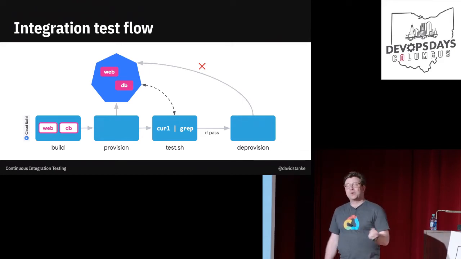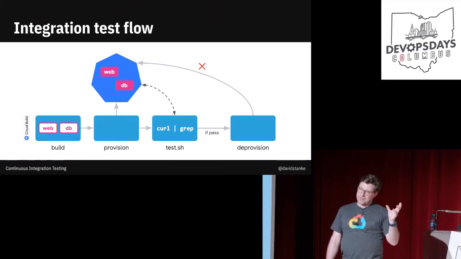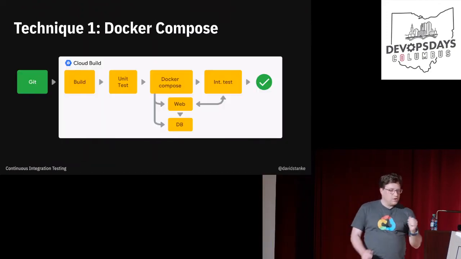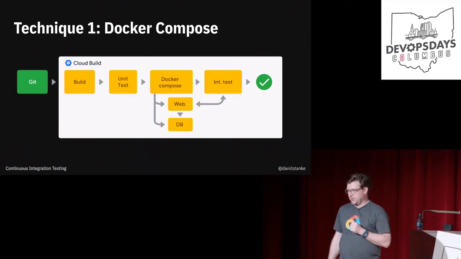If it passes, we're going to deprovision that infrastructure. And if it fails, it's going to hang around, depending on the mechanism that we use, so that it can be debugged. So here are 4 ways that we can run through this application. The first uses Docker Compose.